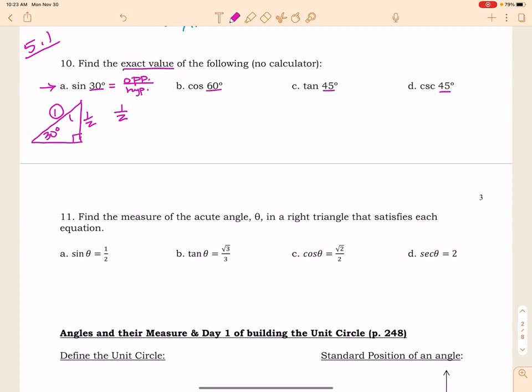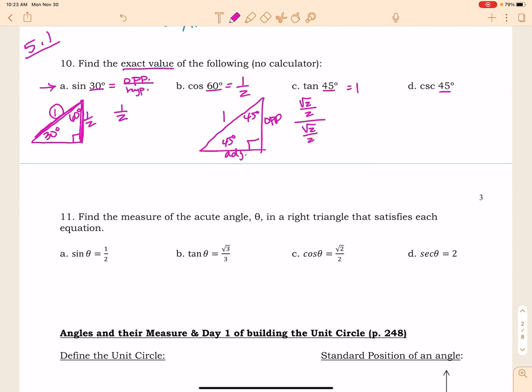Cosine of 60, well, I can use the same triangle. Cosine of 60 is adjacent over hypotenuse, so that is also going to be equal to 1/2. The tangent of 45. Okay, so I'm going to look at my 45-degree right triangle, hypotenuse of 1. Tangent of 45 would be opposite over adjacent. It doesn't matter on this one which one is which, but opposite over adjacent would imply radical 2 over 2 over radical 2 over 2, and that's going to be 1.